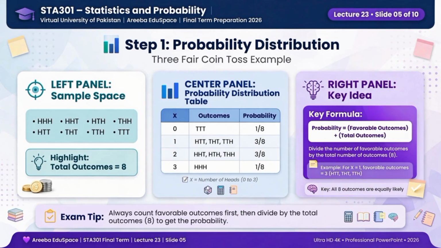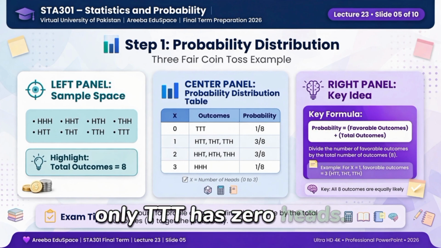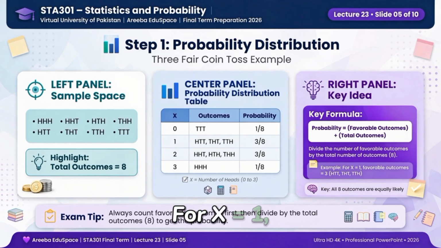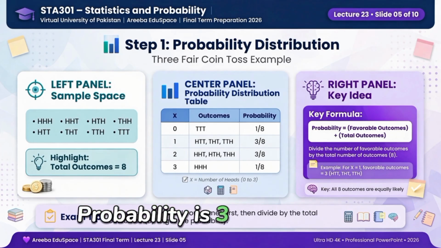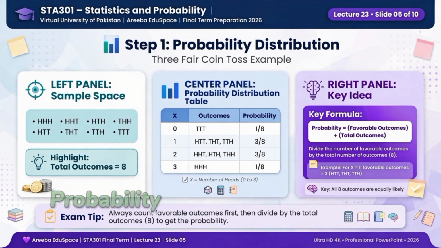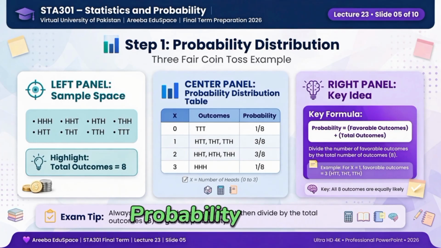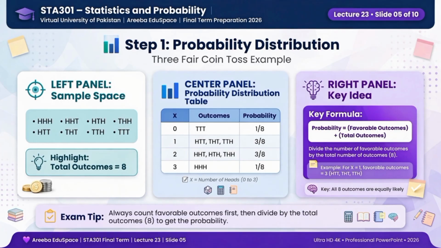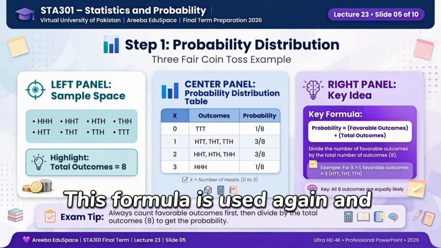For X equals 0, only TTT has 0 heads. So, probability is 1 divided by 8. For X equals 1, there are 3 outcomes. So, probability is 3 divided by 8. For X equals 2, again, 3 outcomes. Probability is 3 divided by 8. For X equals 3, only HHH. Probability becomes 1 divided by 8. Remember the formula. Probability equals number of favorable outcomes divided by total outcomes. This formula is used again and again in exams.